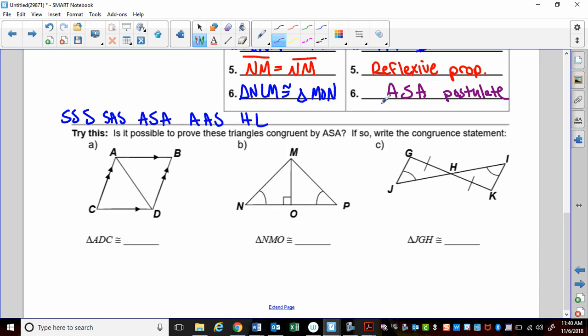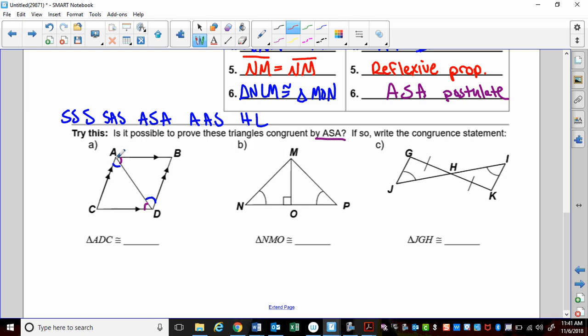Is it possible to prove the triangles congruent by angle, side, angle, specifically by angle, side, angle? We cannot use anything else. So if these are my parallel lines, then these are my alternating interior angles. And if these are my parallel lines, and this is my transversal, then these are also my alternating interior angles.